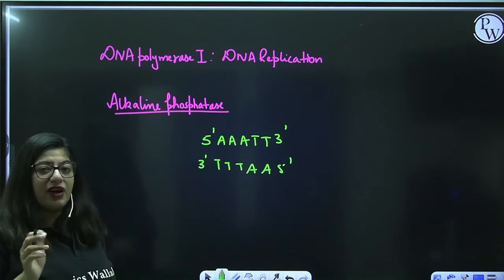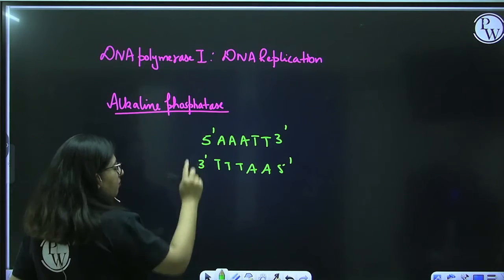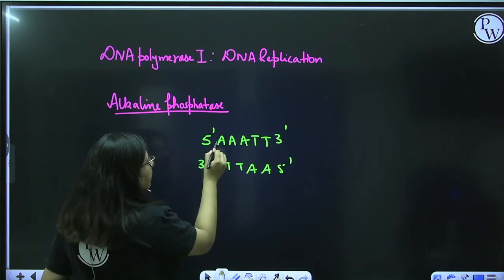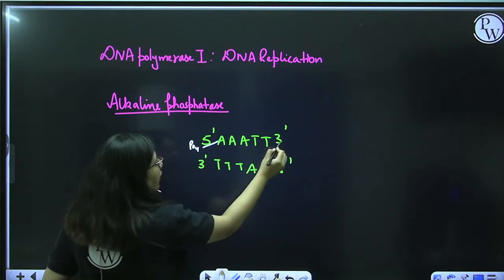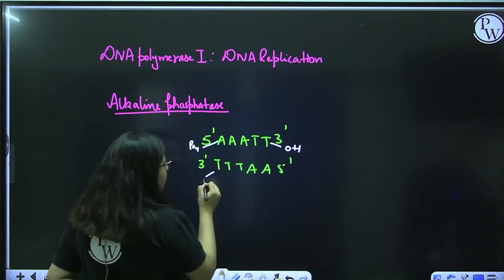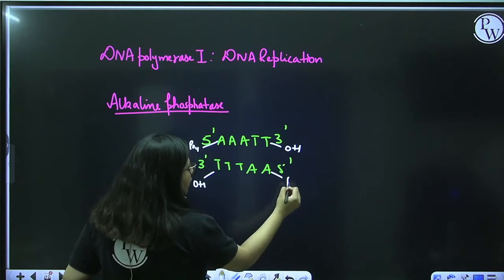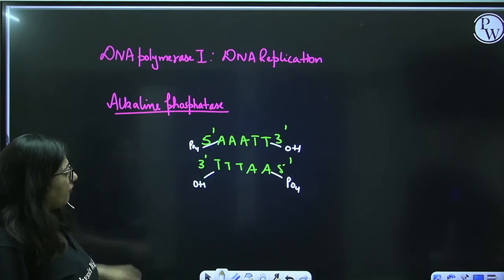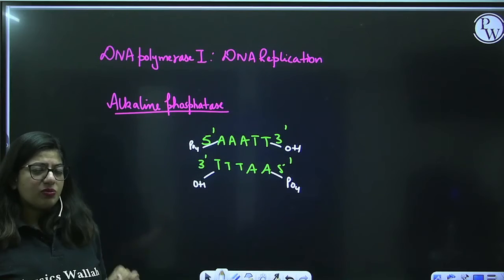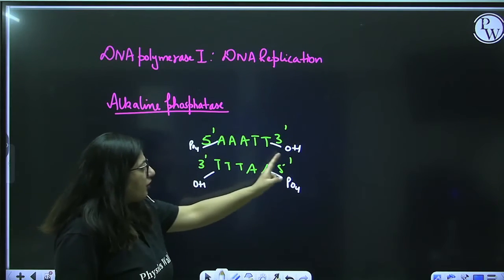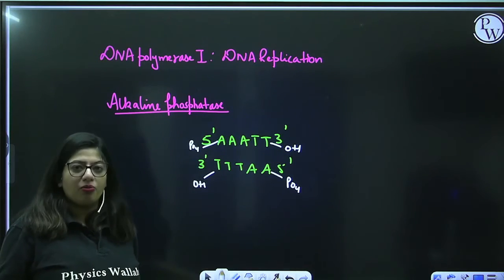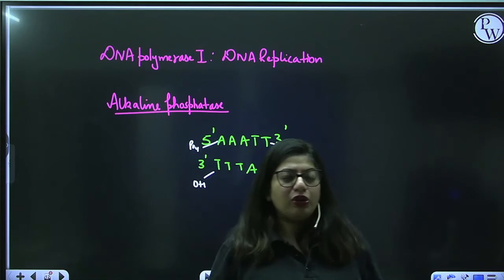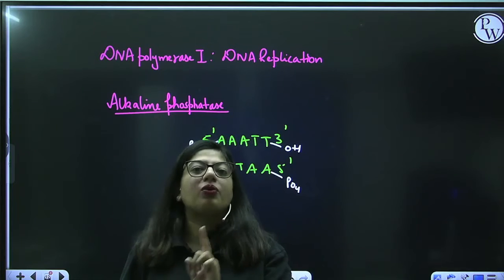So why is 5' known as 5'? Because at the 5' end, this nucleotide has a free phosphate group, and here this one has a free OH group. Now we always know that whenever a phosphodiester bond is formed, phosphate and OH join and form a bond. This is our phosphodiester bond. To make a phosphodiester bond, you just need a phosphate group and an OH group.